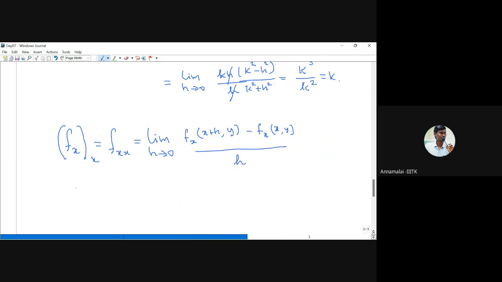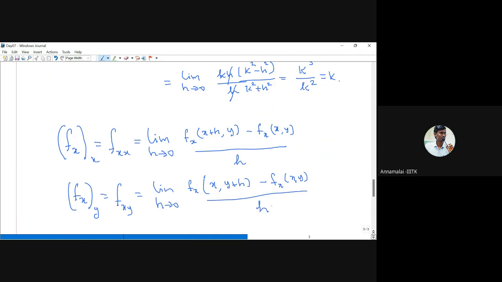Suppose you have to differentiate the function fx with respect to y. This is what we denote fxy. Here we fix x as constant. Therefore, what is the limit? This is nothing but the limit as h goes to 0 of fx, because the function is fx, but we are going to differentiate with respect to y. Therefore, x is constant, but y is varying, divided by h. If the limit exists, that is fxy.